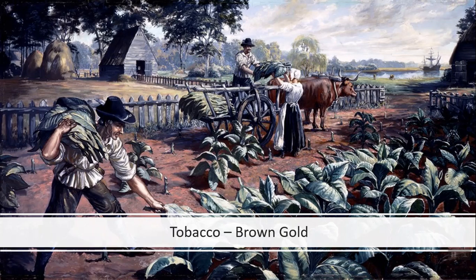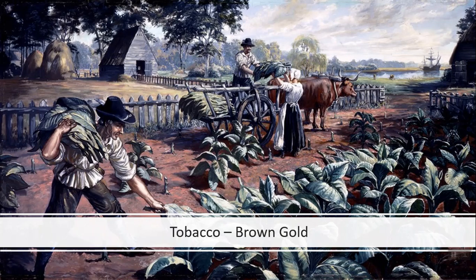Brown gold, I meant. So brown gold tobacco in 1612. King James I originally called this a noxious weed, but as tobacco began to sell very well, he's going to change his tune. Tobacco needed lots of land, which meant plantations went deeper and deeper inland, isolating themselves from Jamestown.